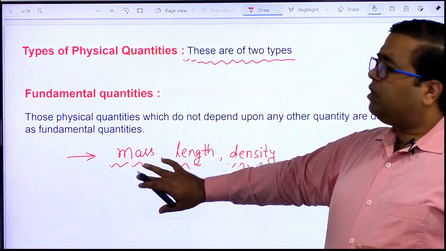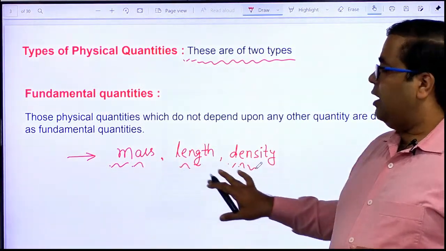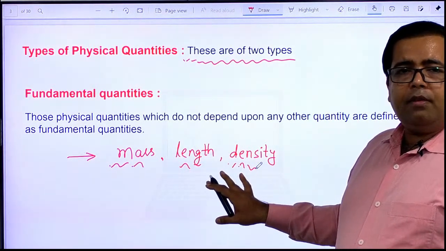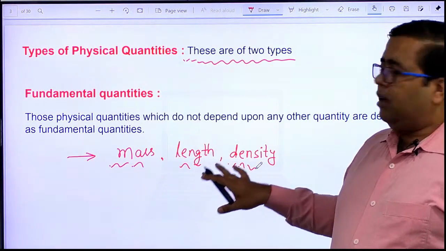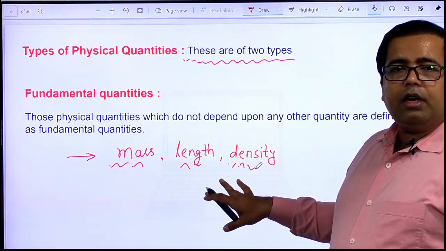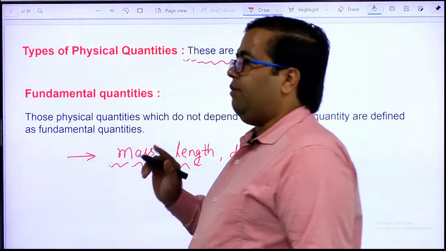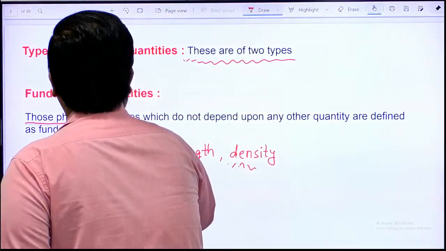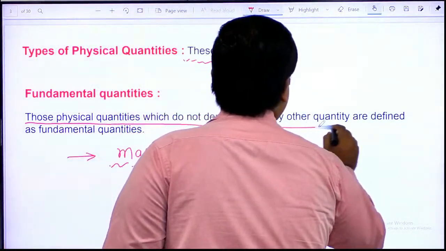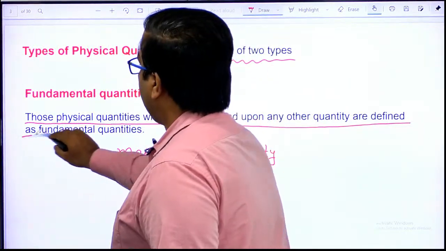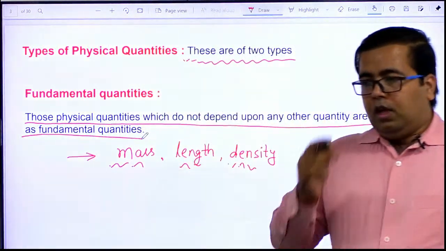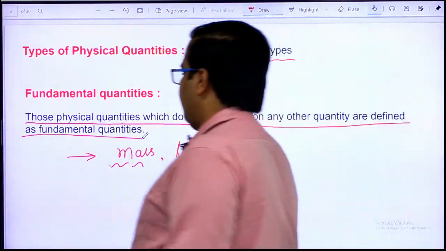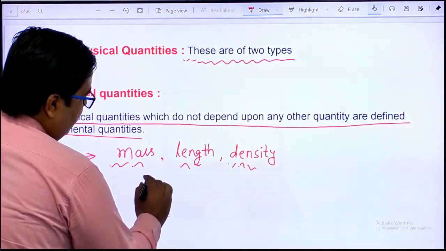So I am just assuming, let's suppose, mass, length and density I have taken as fundamental quantities. The first question is, can I take these as fundamental quantities? So let's see. The first point is that those physical quantities which do not depend upon any other quantity are defined as fundamental quantities. So here you can write density. Let's see this one, density.